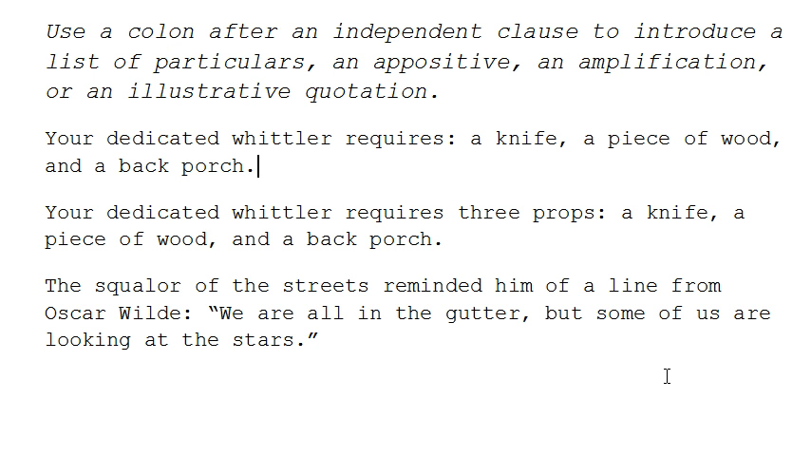Rule 7 states, use a colon after an independent clause to introduce a list of particulars, an appositive, an amplification, or an illustrative quotation. In other words, first you need to write an independent clause, follow the independent clause with a colon, and then provide the other material which amplifies the independent clause, which is a general idea, into more particulars or into something more specific.